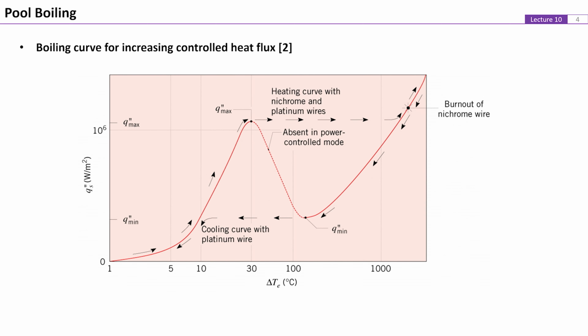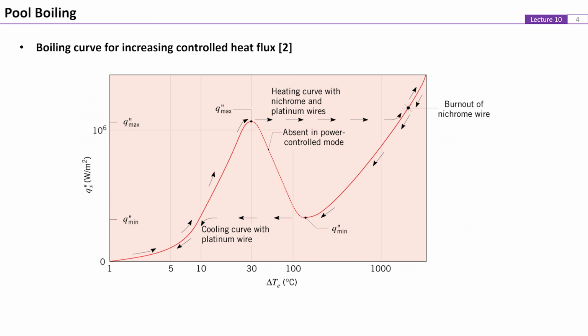The black arrows on this figure indicate the heating and cooling paths for pool boiling when the heat flux of the heating element is controlled. Note that the transition boiling marked with dashed lines here is unavailable in the heat flux control mode. However, the maximum and minimum heat flux conditions are still present.